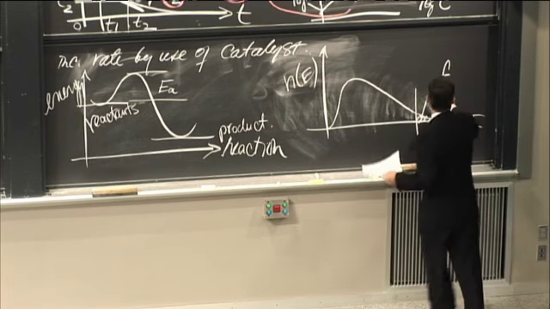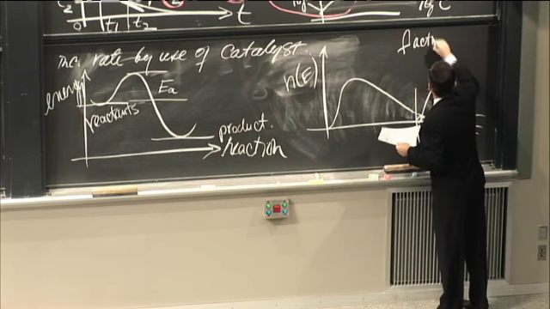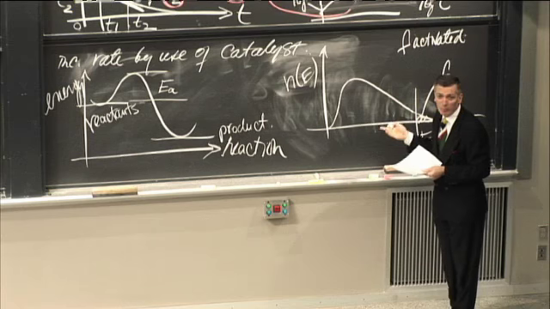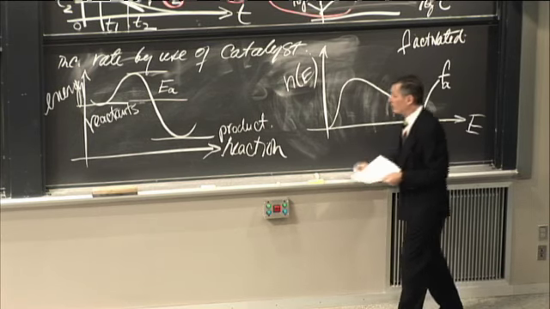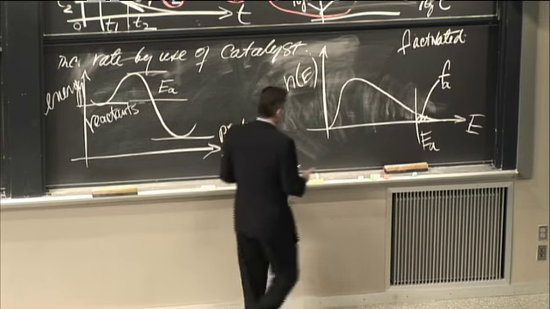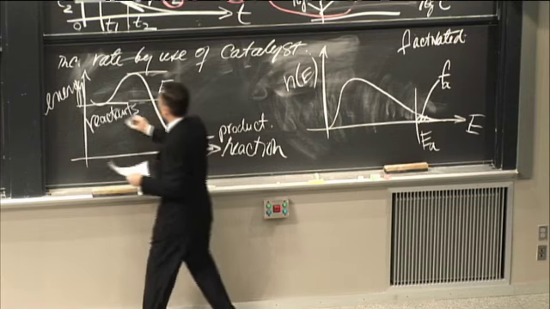So FA is the fraction activated, and those are the only ones that can participate in the reaction. These other ones can't surmount the activation barrier. Now, what the catalyst does is it lowers the activation barrier.